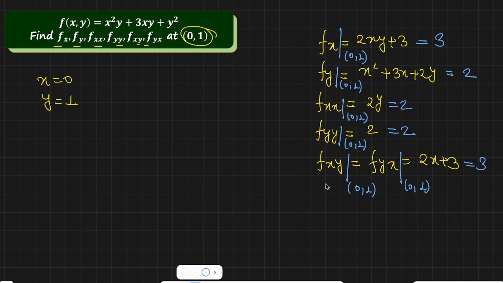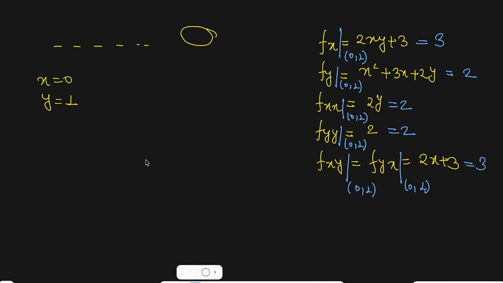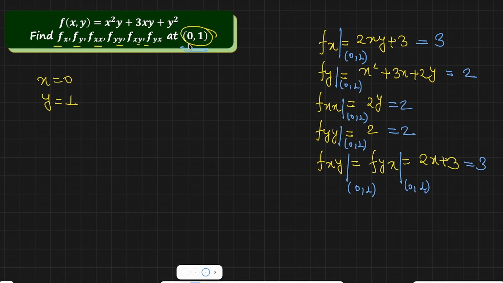So here we have solved two types of questions. What was the question? First is simply finding the partial derivative. Second is finding the partial derivative at a particular point that is given as 0 comma 1. The same partial derivative you can calculate using your formula.